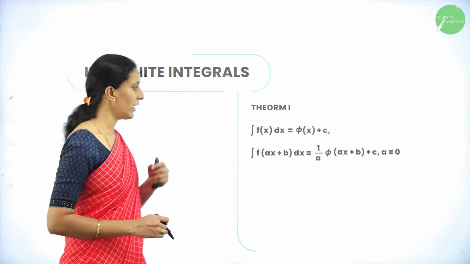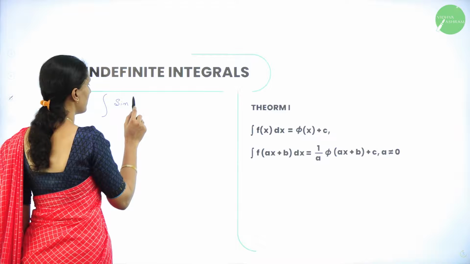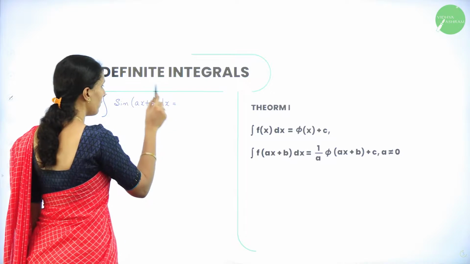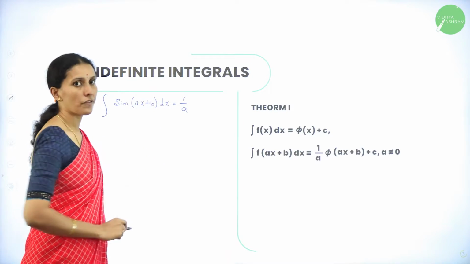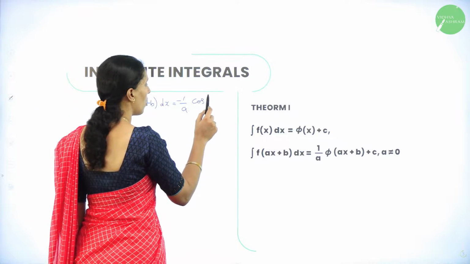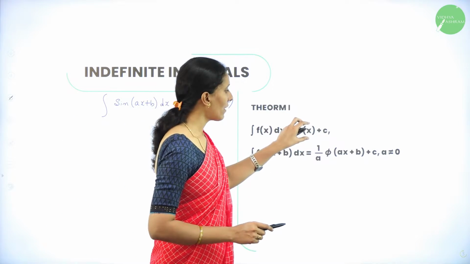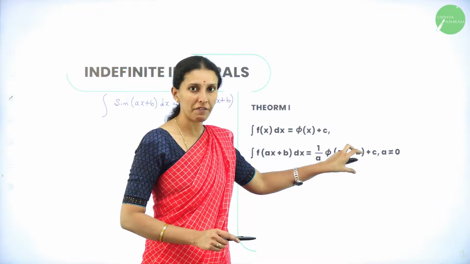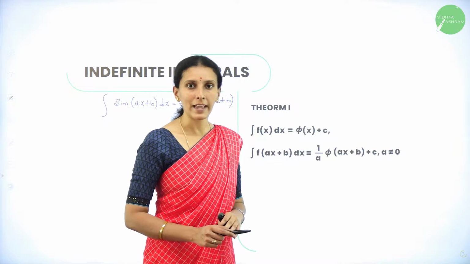For example, if they give you integration of sine ax plus b into dx, then we can write it as 1 by a, what is integration of sine? Minus cos x. So therefore this can be written as minus 1 by a cos ax plus b. That means the antiderivative of the function is the same. If it is phi of x, then it is in the form of phi of x only, but the only change is you have the constant 1 by a.